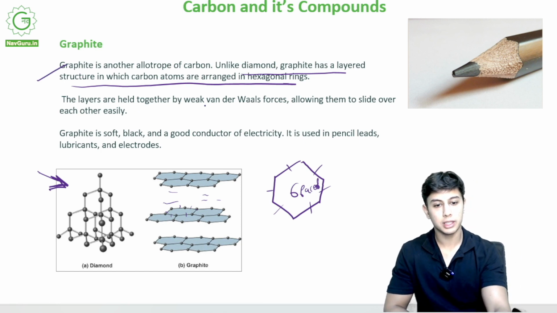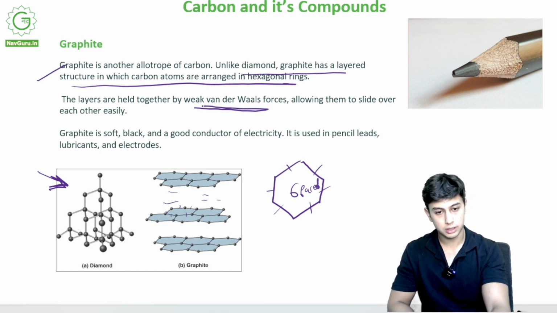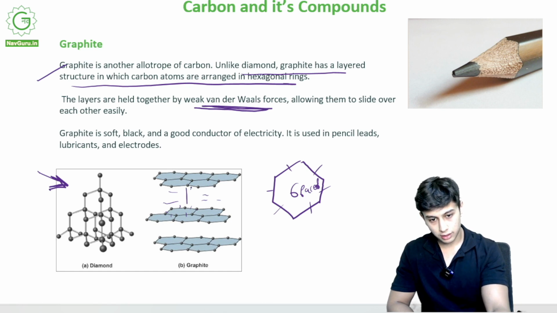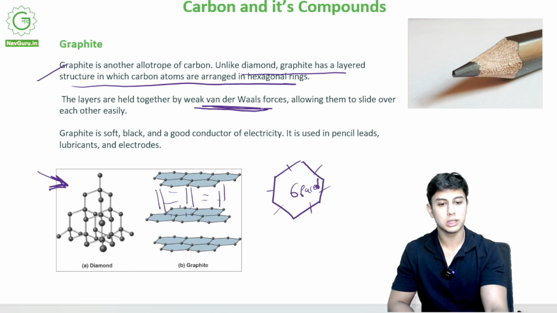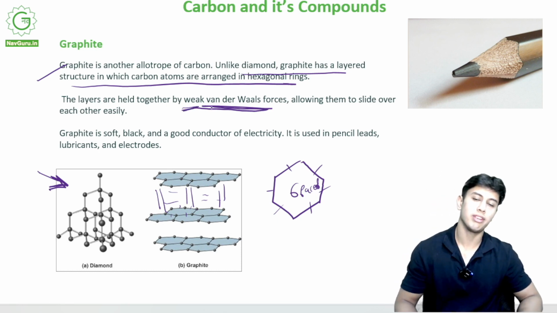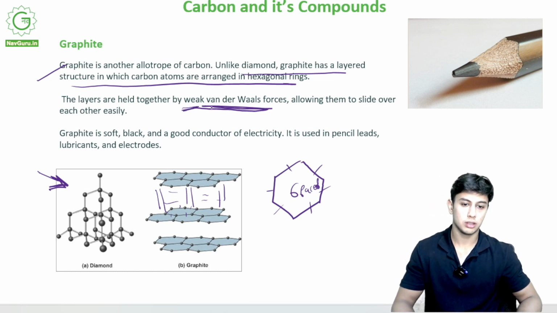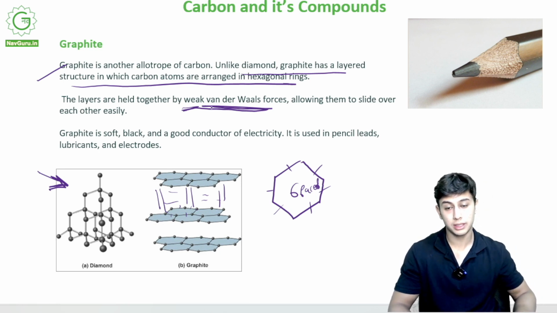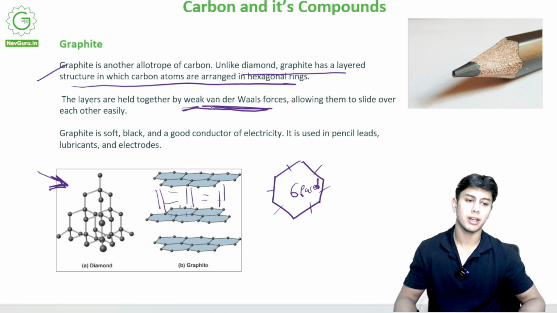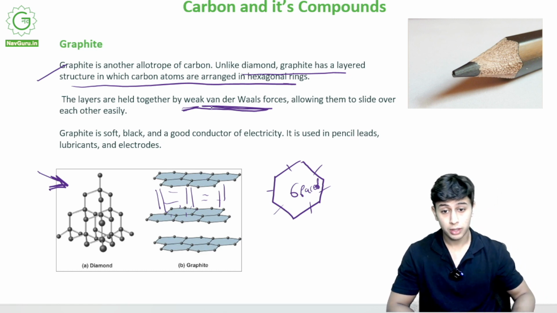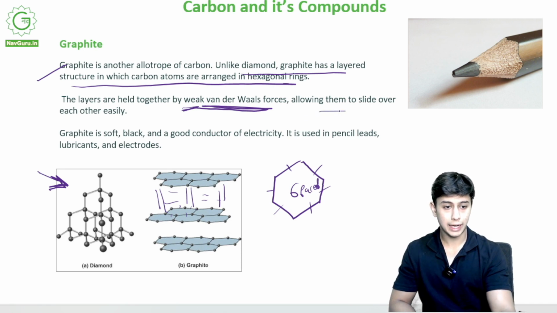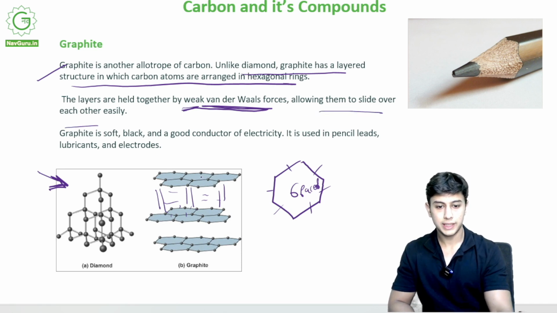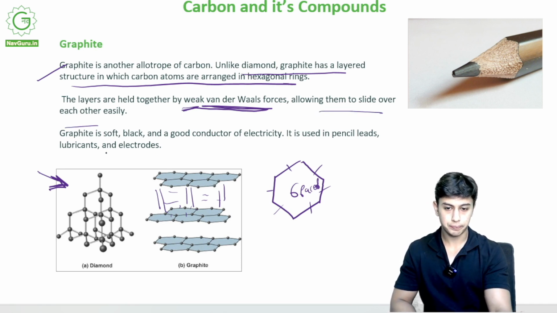The layers are held together by weak van der Waals forces. The forces that are holding these layers together are called van der Waals forces, and these are weak. So graphite can also act as a lubricant. Graphite is solid, but not as hard as diamond. Diamond is very hard. So these layers can slide over each other.